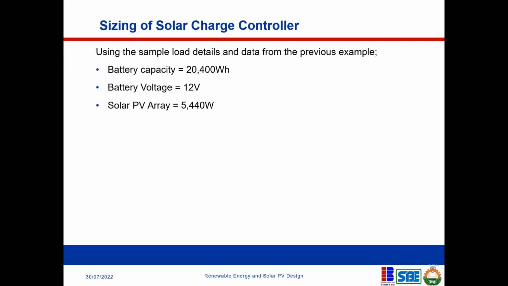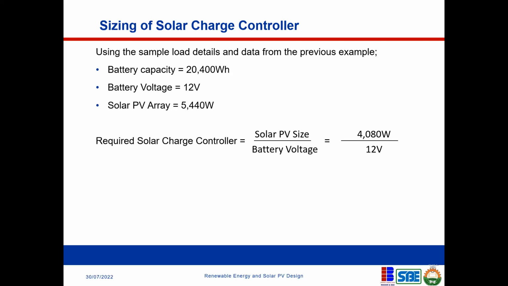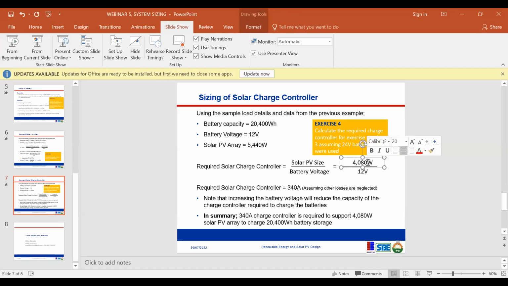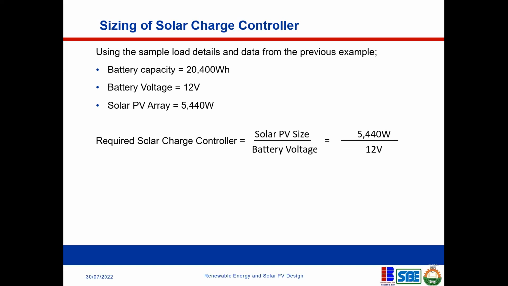Now, because you need to keep the voltage constant, all you need to do in determining your charge controller's size is to divide your total PV array by the voltage of the battery. I need to change this value again. This is 5,440. So you divide the total PV system by the voltage of the battery.